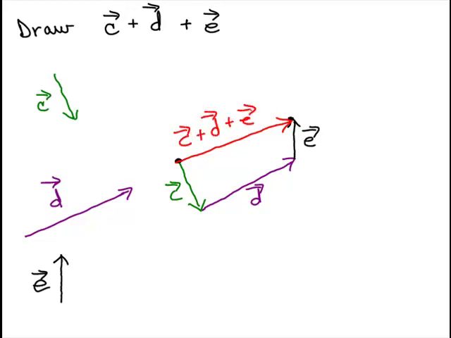I'm not going to do it, but if you actually switch these around to do D first or E first, any order, you're going to get the same final answer, which looks approximately how I've drawn it right here. So that's the graphical representation of what it means to add two vectors or more together.